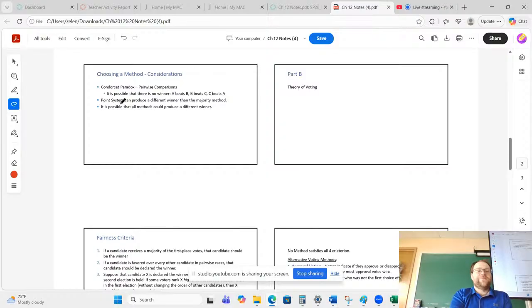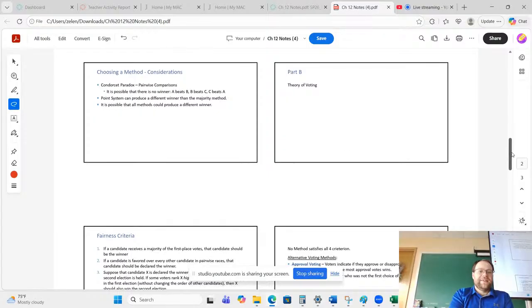Depending on how you weight your points, you can produce a different winner depending on the weighting. And it's possible that you could get different winners for all methods depending on how the data is. But the point of those 5 methods, none of them are perfect. They each have their pros and cons. The important thing is that you're picking a method that's going to work out the best for you.